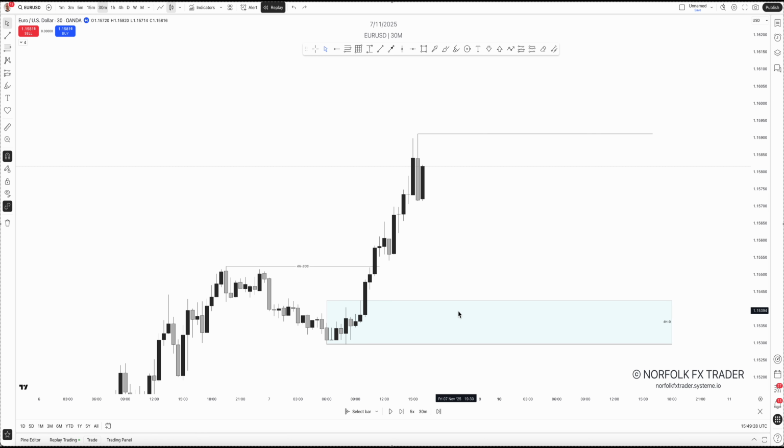So then you're looking for prices to pull back towards this area. So we just fast forward this again. So we get the pullback or new break. And we do get the pullback. And price comes back into that 4-hour area.